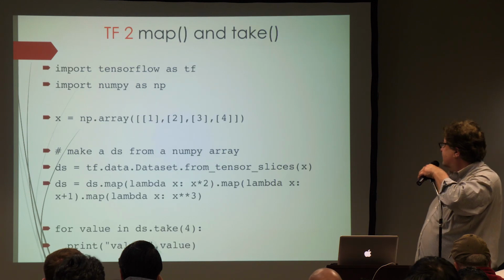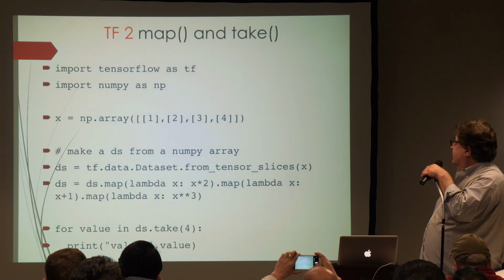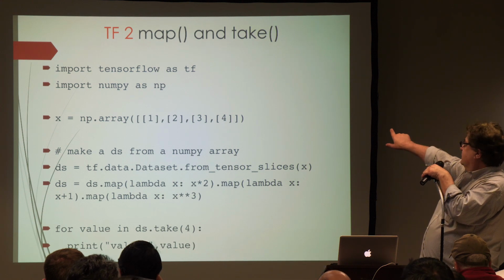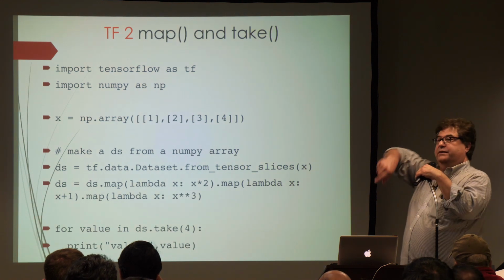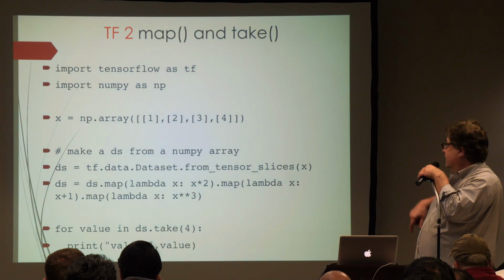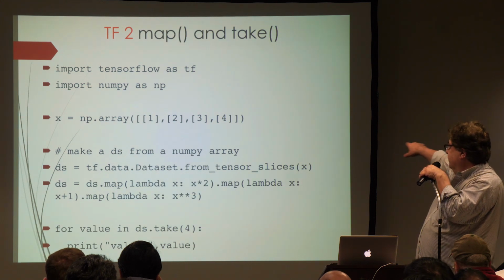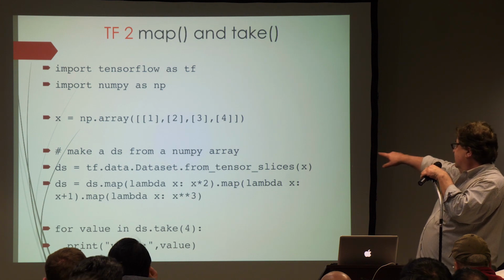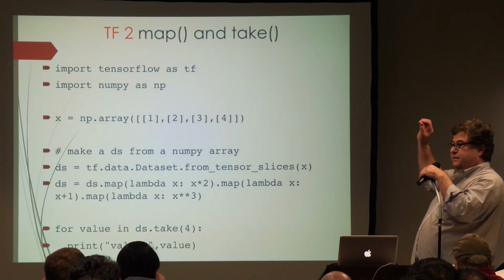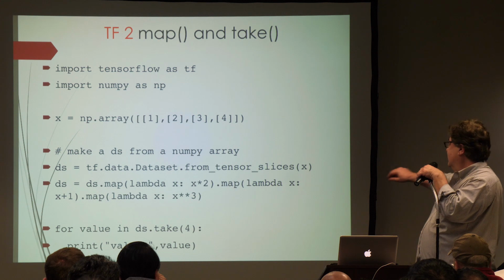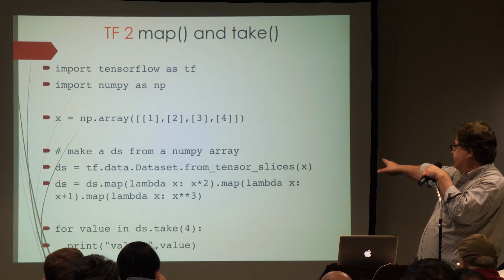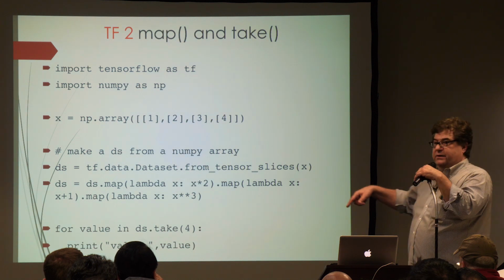Now, how about the TensorFlow 2 version? Very, very similar. Well, not of the same example, but the TensorFlow 2 version of map and take. Here's an example where we have a NumPy array. We got 4 numbers. And look at our dataset from tensor slices. It's going to take each number individually. And now what does it do? There's a ds.map. Then there's a lambda expression. What does that do?